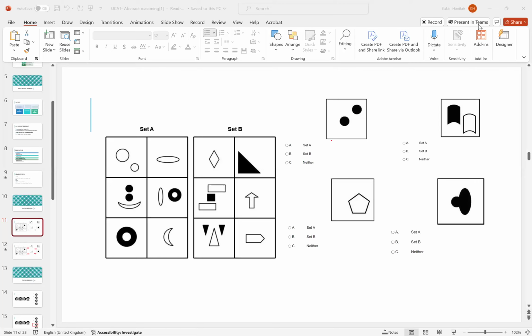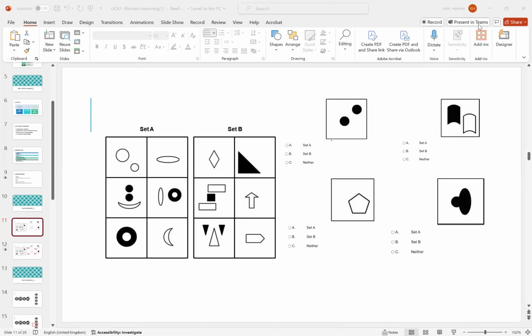Okay, so for the second one, could everyone who chose A raise their hand? Okay, B. And neither. Exactly, because this one, it's neither because it fits both. It has curved sides and it has straight sides.